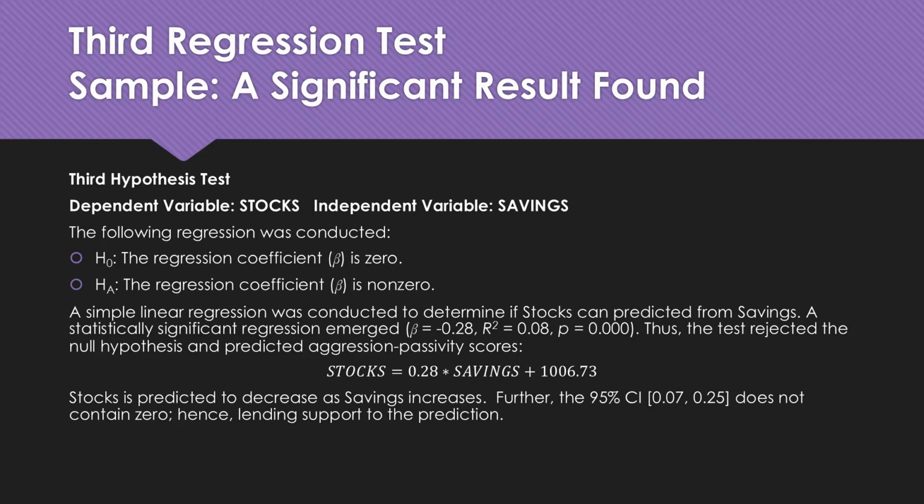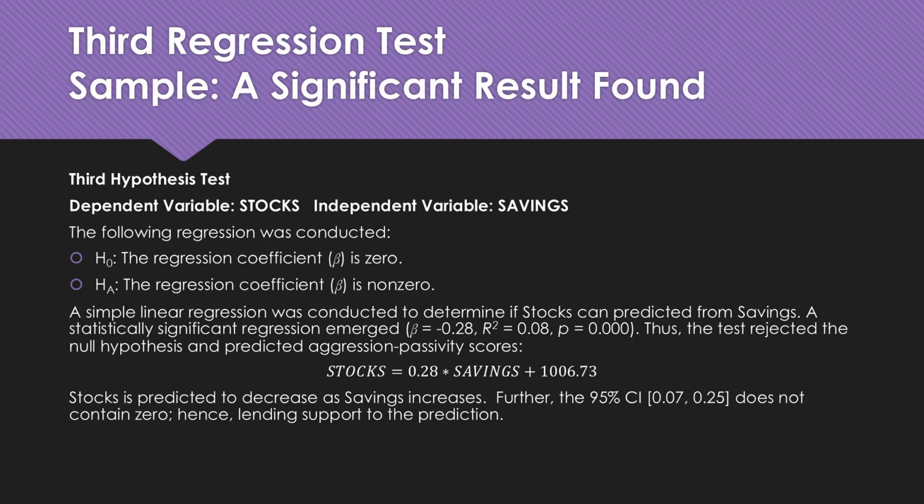A simple linear regression was conducted to determine if stocks can be predicted from savings. A statistically significant regression emerged. Beta equals negative 0.28, r squared equals 0.08, and p-value equals 0.00.